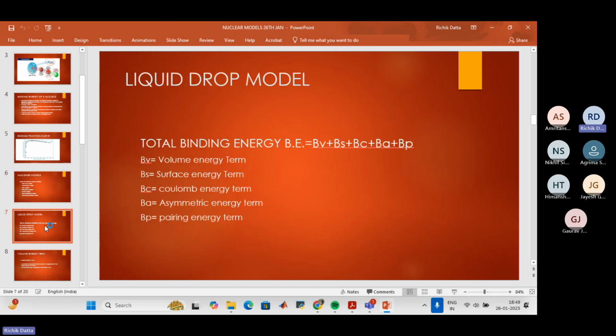So this is the nuclear models, the liquid drop model. Here in the liquid drop model, we can assume the binding energy is the summation of all the energy terms. We have the volume energy term, surface energy term, Coulomb energy term, asymmetric energy term, and pairing energy term. I will discuss these one by one, but you can see that the total binding energy is the summation of all these terms.